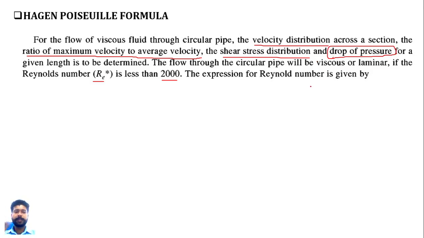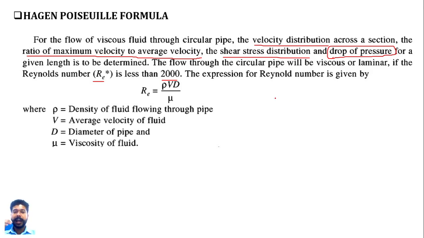In the circular pipe, let us assume that the viscous fluid or laminar flow is flowing. It means that it has a Reynolds number less than 2000. Experimentally and theoretically we derive that the Reynolds number Re equals rho V D by mu, where rho is the density of the flowing fluid, capital V is the average velocity of the fluid, capital D is the diameter of the pipe, and mu is the viscosity of the fluid. So it gives you the Reynolds number.